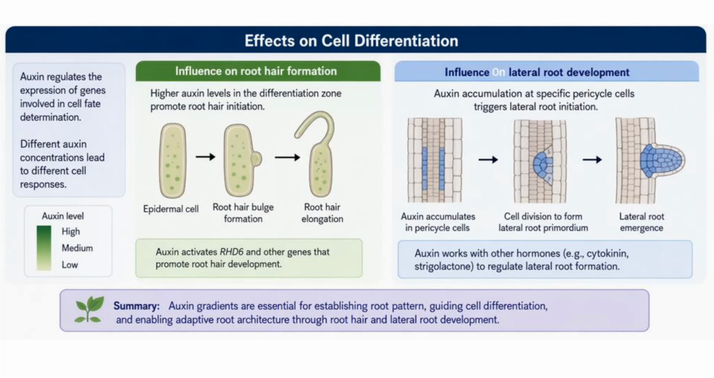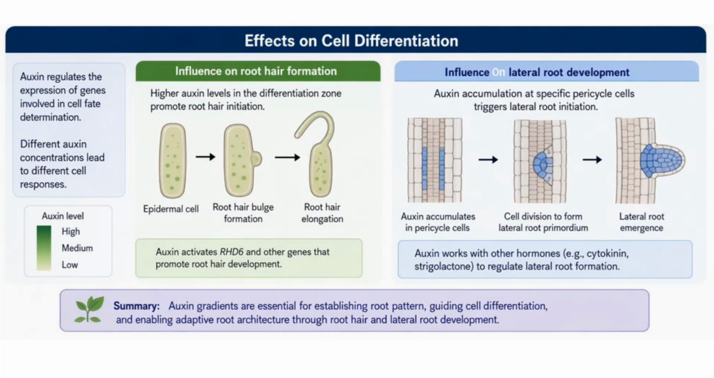Third, this primordium grows, breaks through the overlying cell layers, and emerges as a new lateral root branch. Critically, auxin does not act alone here. The panel notes that auxin works cooperatively with cytokinin and strigolactone to fine-tune lateral root formation. Cytokinin tends to inhibit lateral root emergence, creating a push-pull regulatory balance with auxin. Strigolactone has additional modulatory effects, particularly under nutrient stress conditions.